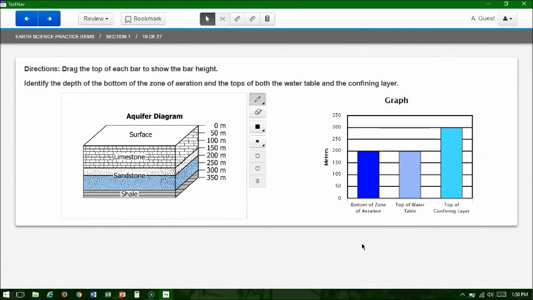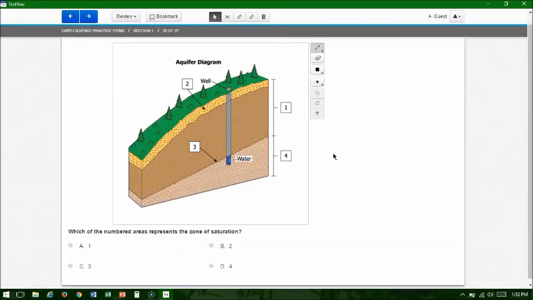So those answers are correct. Number 20 shows an aquifer diagram. There is a well pictured, and that's going all the way down through the zone of aeration into the zone of saturation. So number 1 includes the soil and the zone of aeration. Number 2 would be just the topmost layer of soil. Number 3 is the top of the water table. But number 4 is the zone of saturation, where the water is. So that is the correct answer to this question.